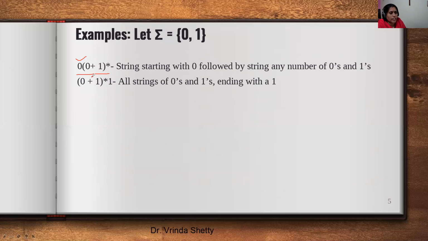Similarly, if we write (0 plus 1) whole star, 1, as usual the (0 plus 1) whole star indicates that a string can have any number of zeros and ones, but ending with a 1. Because here we have 1. So, string ending with 1.